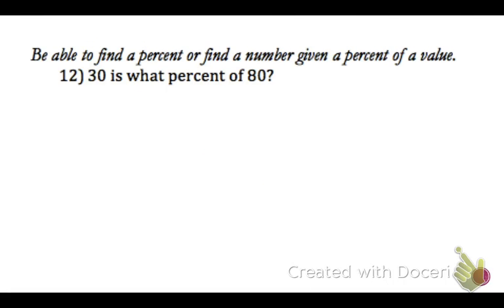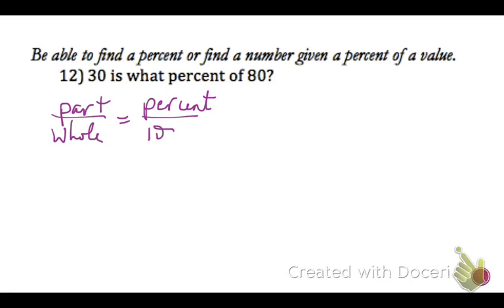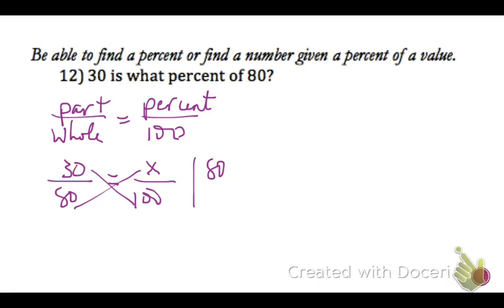Make sure that you can find a percent or a number given a percent of a value. So in number 12, this says 30 is what percent of 80. So remember that little formula that we have, the part compared to the whole equals the percent over 100. So 30 is our part, of 80 is the whole, and we don't know what the percent is. So we can set up a proportion.